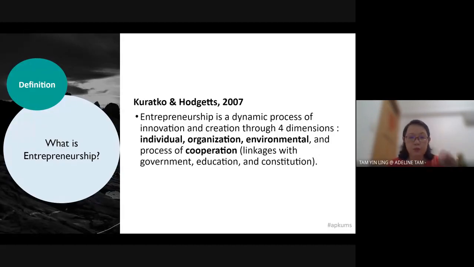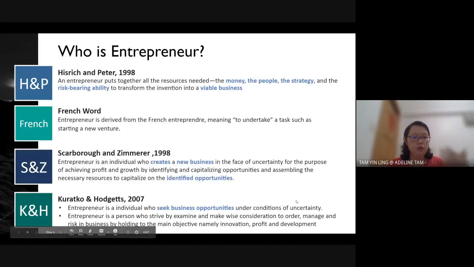So entrepreneurship is a dynamic process. What do we mean by dynamic process? It means a process of changing. You keep on changing, you keep on improving, you keep creating something new. All right, so who is an entrepreneur?